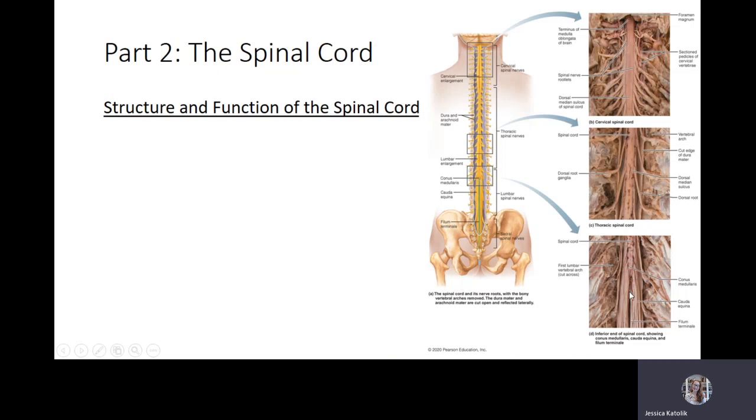And there will be a filum terminale that will be going down. So you can see that one right here. That will travel down all the way through the sacrum and through the coccyx and be able to anchor the spinal cord in place. Here you see the spinal nerves that will actually create the cauda equina, like a horse's tail or like a ponytail.